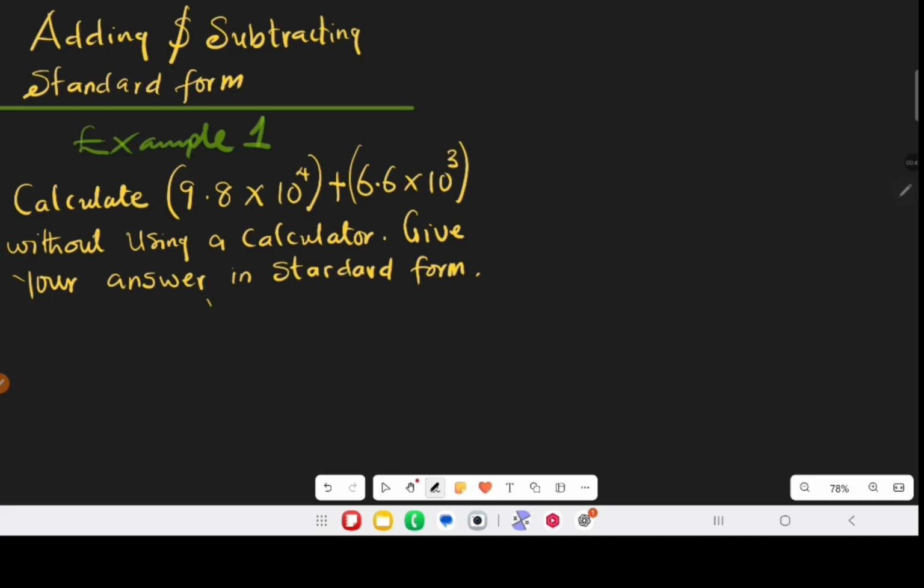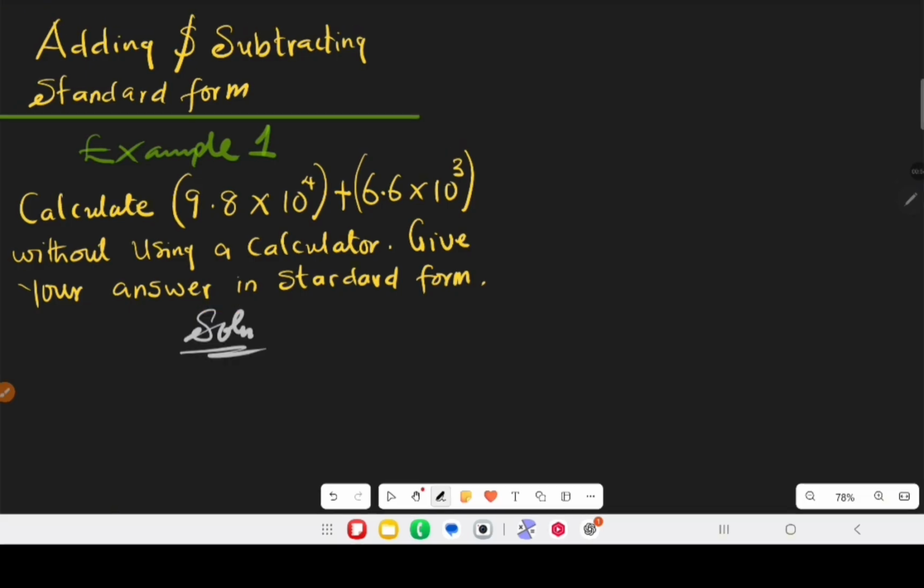Solution. What we do, we write out the numbers, which is (9.8 times 10 raised to the power of 4), all in bracket, plus 6 times 10 raised to the power of 3. The first step, we look at the numbers times 10 raised to the power of 4 and times 10 raised to the power of 3. They are not equal. We have to make the powers equal.